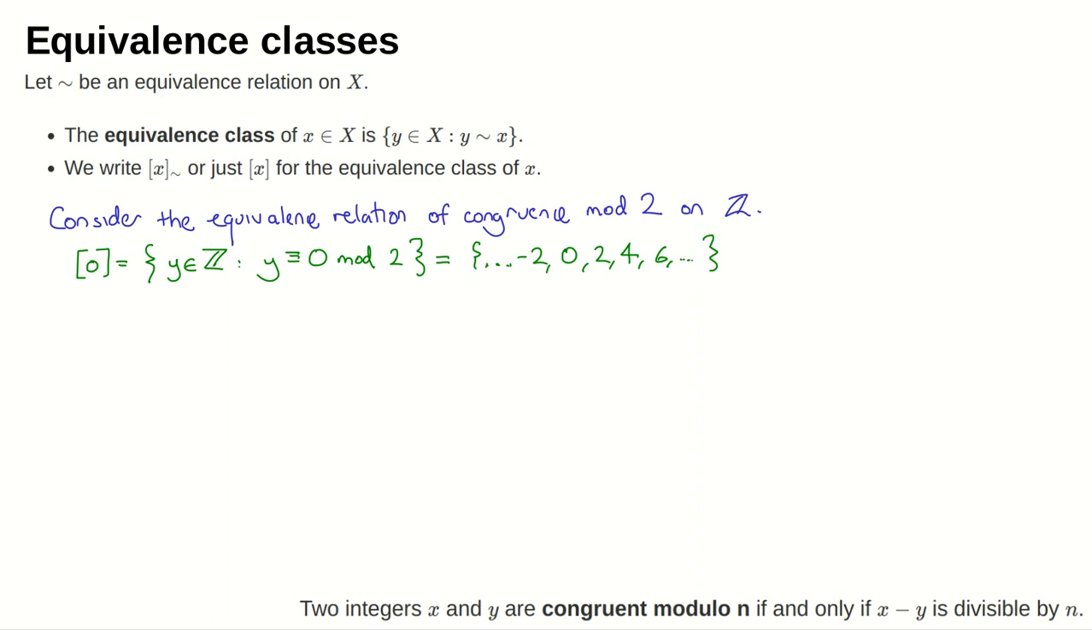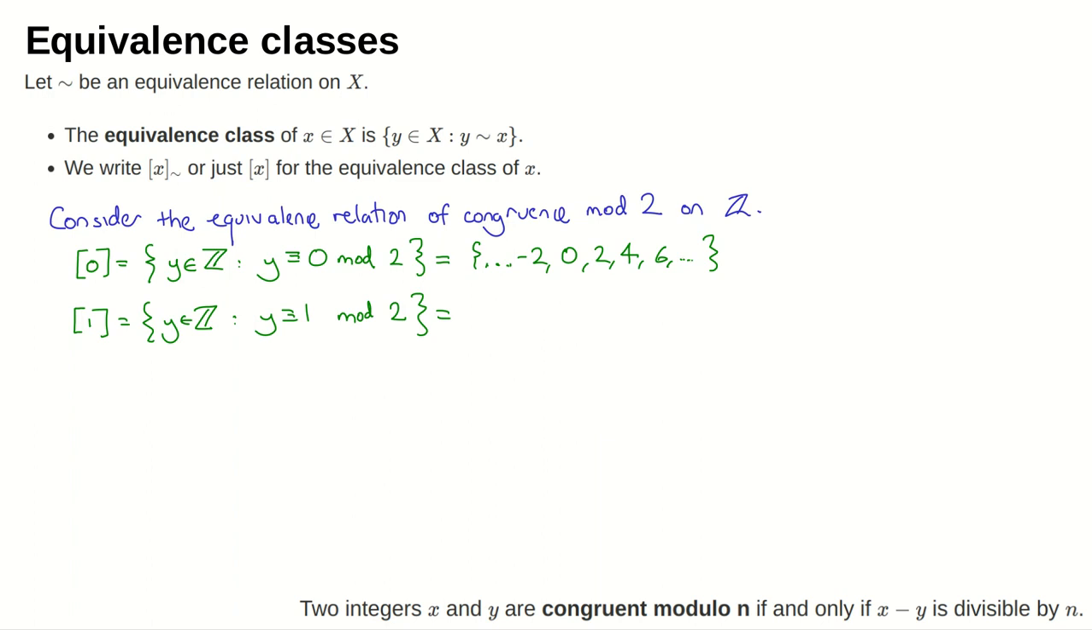Right, let's try a different one. So let's look at the equivalence class of 1 under this relation. By definition, that's the set of all integers y with the property that y is congruent to 1 modulo 2. In other words, it's all the integers y such that y minus 1 is even. But a number minus 1 is even if and only if that number was odd. So the integers y such that y is congruent to 1 mod 2 is exactly all the odd integers.